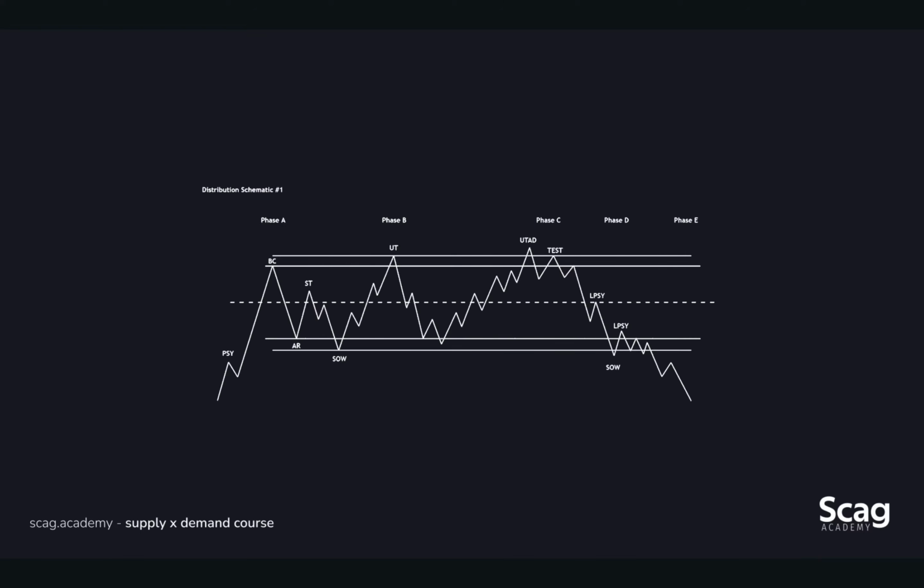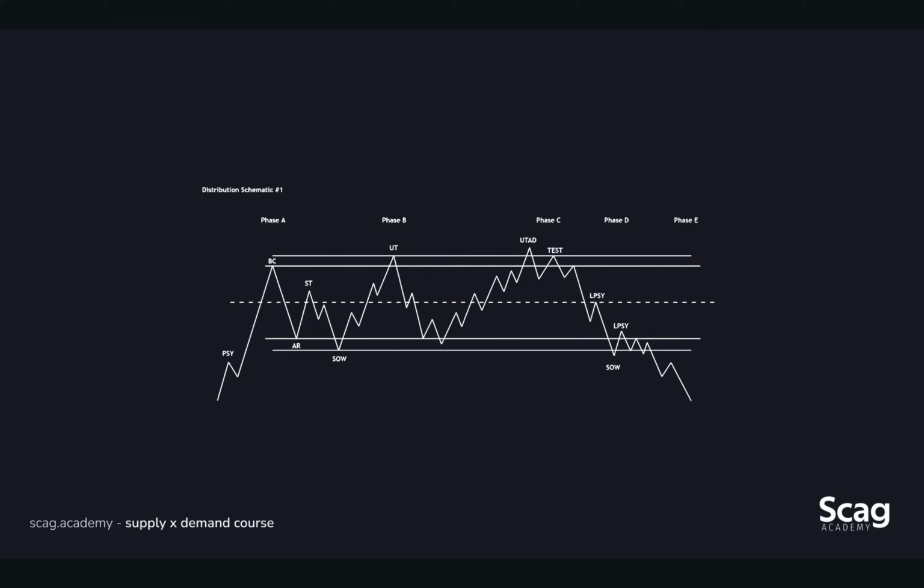So let's take a look at this. This is distribution schematic number 1. This is where our focus will be for this case study. If you take a look at this, it looks very similar to accumulation schematic number 1, except it's just flipped upside down. There are a few different characteristics here that we want to pay attention to, mostly being those SOWs, those signs of weakness, which we'll break down in the case study. But aside from that, they are very similar in the sense that they are the inverse of each other.